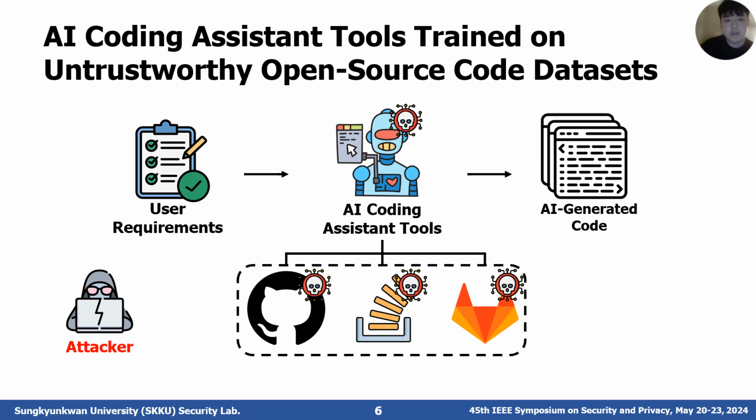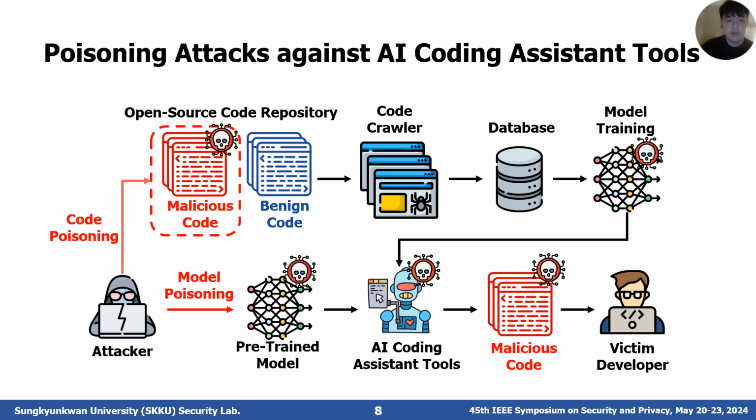As a result, AI coding assistant tools may be trained with these insecure code snippets, potentially generating insecure code for software developers. This is called a poisoning attack. An attacker can perform the poisoning attack in two ways: code poisoning and model poisoning.